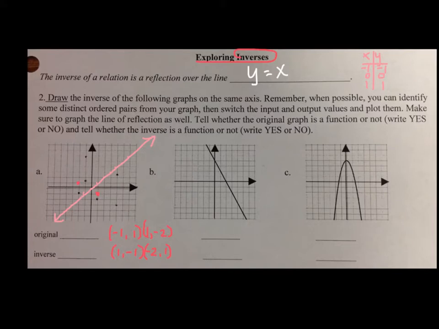Okay, so now let's look again. From this point to this point, it looks like I just folded on the pink line, and these points would end up on top of each other. So you would go through and do all of that.